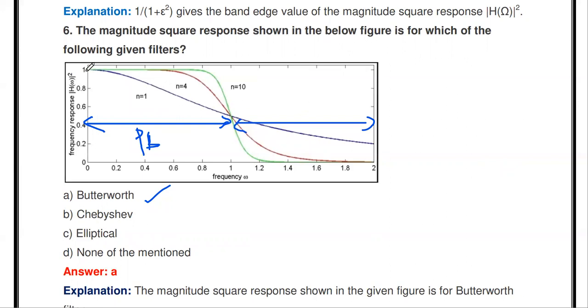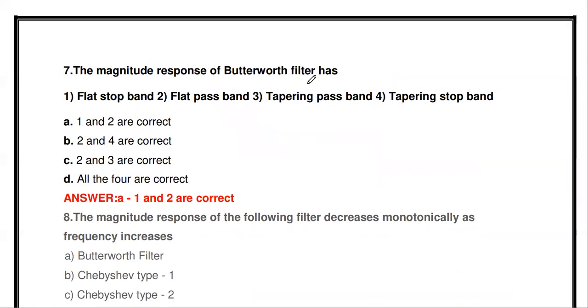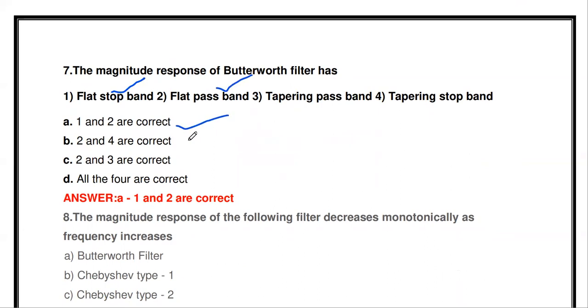And the range of frequency the filter will block is said to be the stop band. So this range is called the stop band. Here you see this Butterworth filter has a flat pass band as well as a flat stop band. In Chebyshev we will see in the next question. So the magnitude response of Butterworth filter has a flat stop band and flat pass band. So 1 and 2 is the correct answer.